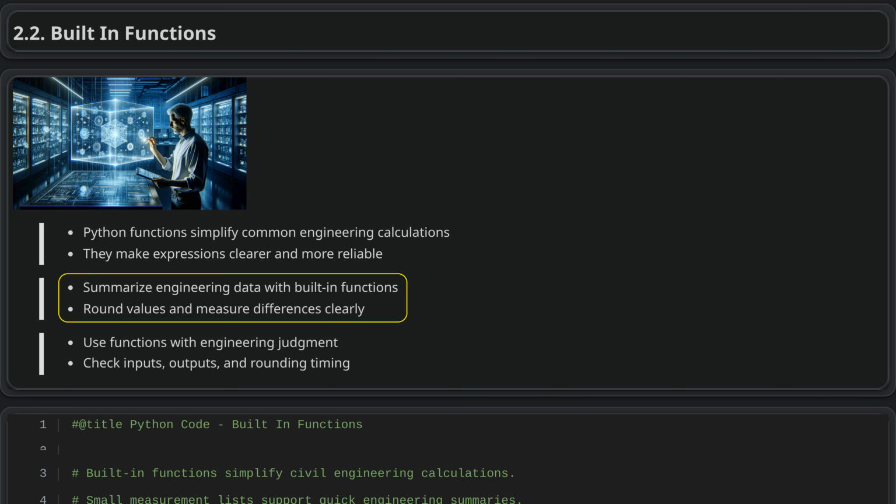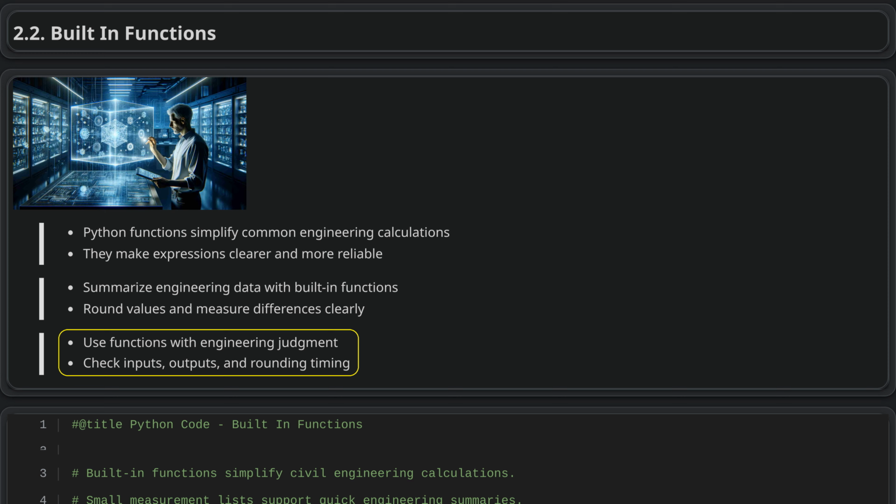Built-in functions help civil engineers turn raw data into useful values by quickly finding totals, extremes, rounded results, and absolute differences. These tools support practical analysis, such as summarizing material strengths, rainfall data, or excavation volumes at an appropriate level of precision. Used well, they make calculations clearer, more readable, and better aligned with professional engineering practice.